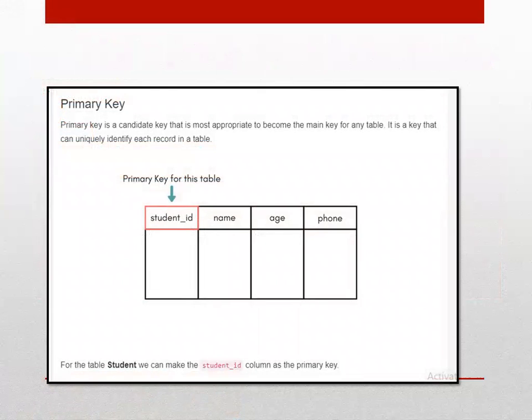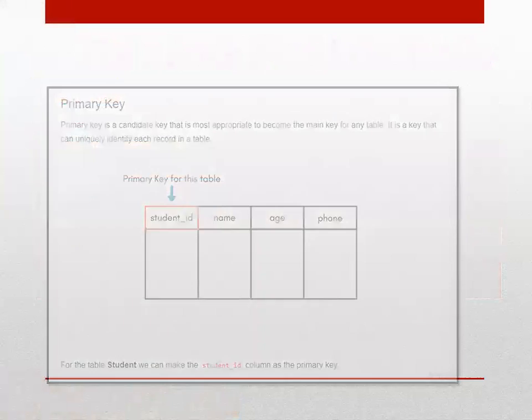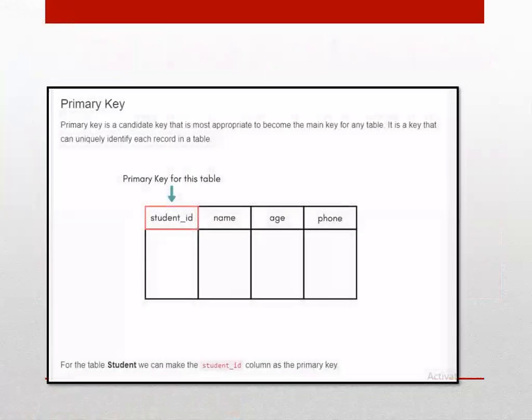A primary key is a candidate key that is the most appropriate to become the main key for any table. It is a key that can uniquely identify each record in a table. For the table student, we can make the student ID column the primary key.